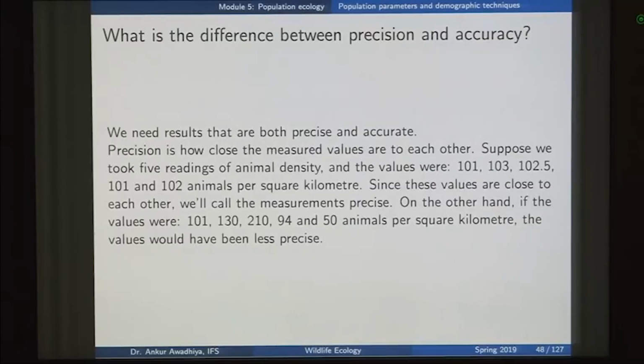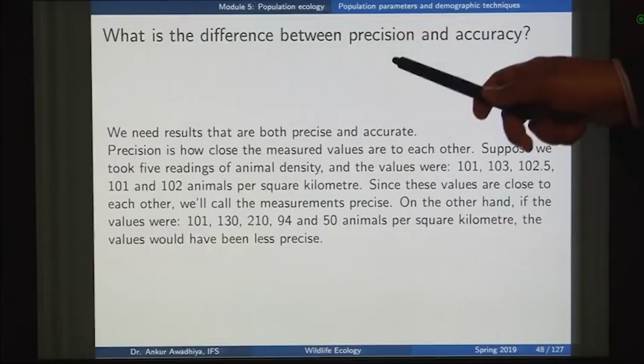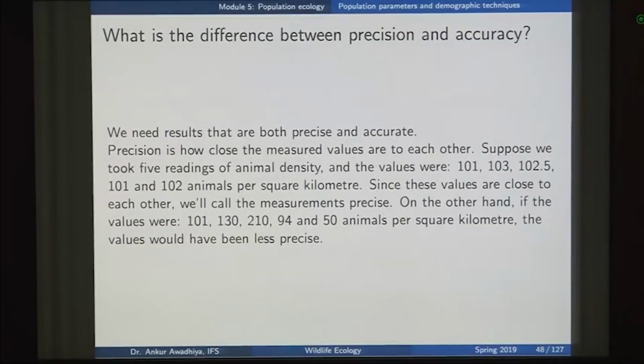And when we are talking about any of these measurements, it is important to note that we are interested in data that are precise and that are accurate. Now, what is the difference between precise and accurate?